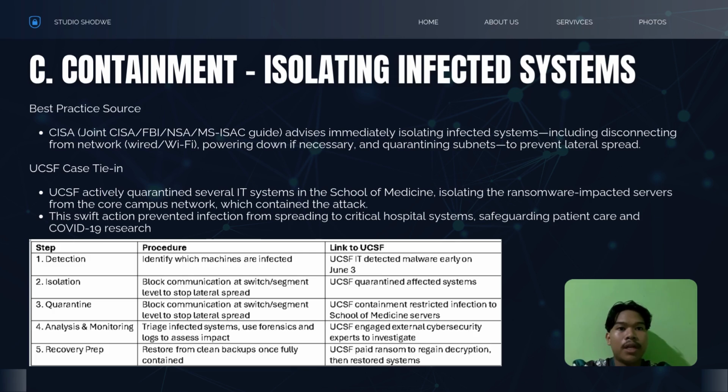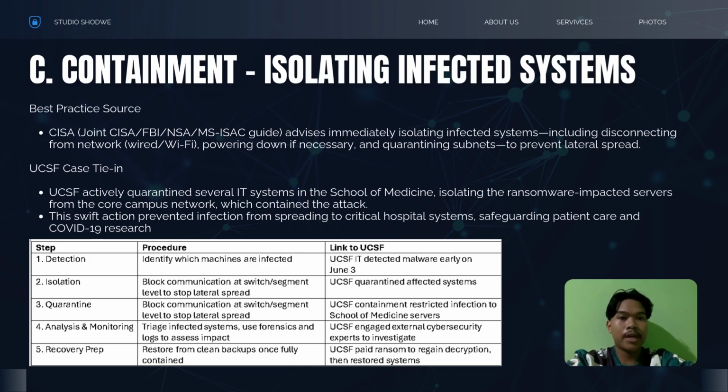In the UCSF case, this is exactly what they did. Their IT team quarantined several servers in the School of Medicine, keeping the infection from reaching the core of the UCSF hospital system. This was a critical decision. It protected patient care and COVID-19 research. Let's break down the containment steps.